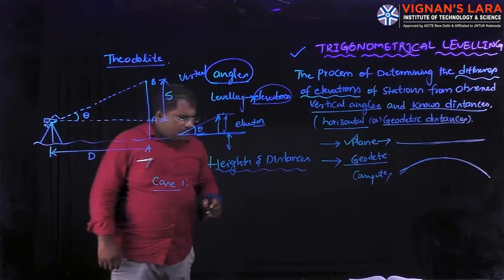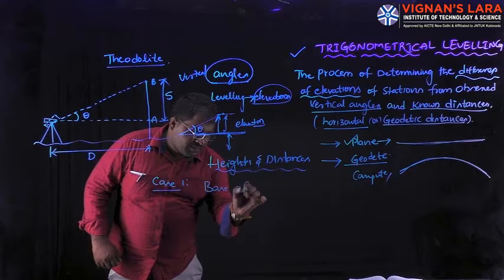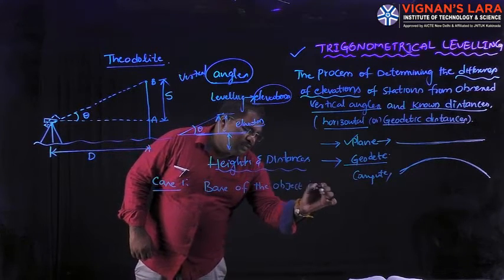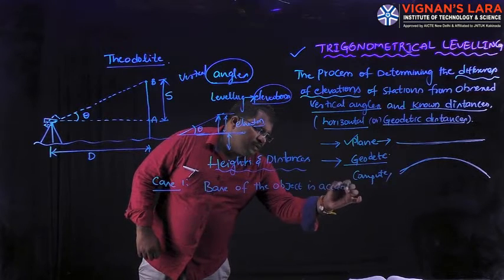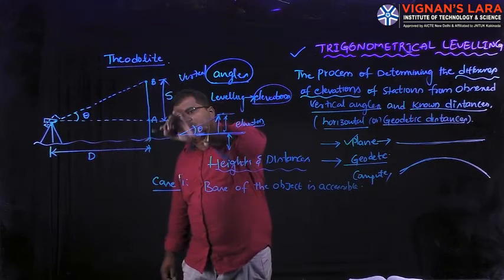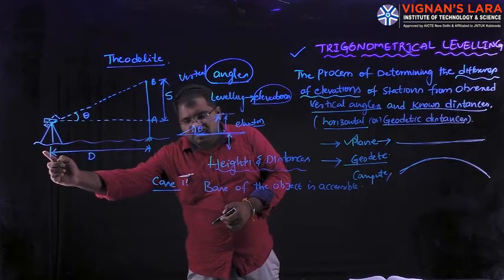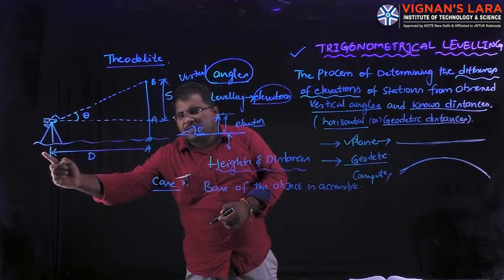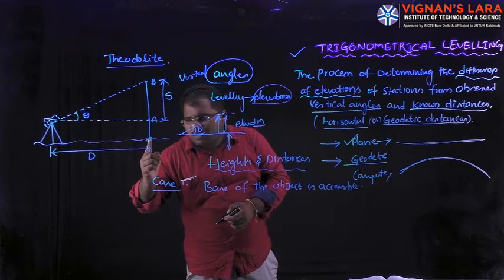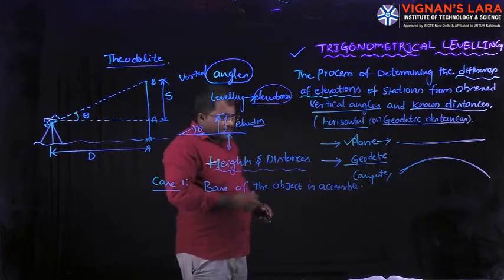Case 1 refers to the base of the object being accessible, right? That means this is the base, this is the object. This base is accessible from the instrument station. So you can come to this point and you can go, you can easily access this particular station. So that is case 1, base of the object is accessible.